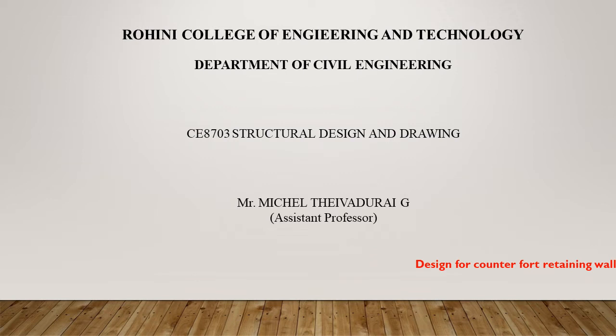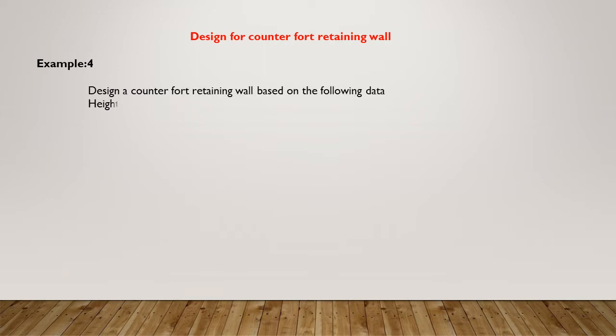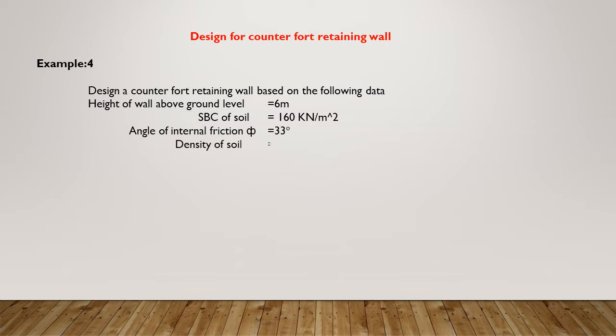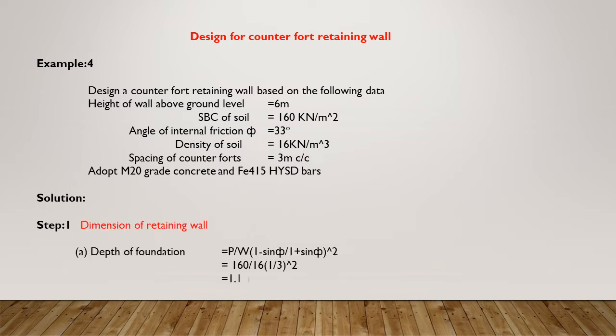So now we can see about the design for counterfort retaining wall. Example: design a counterfort retaining wall based on the following data. Given data: height of wall above the ground level is 6 meter. Then SBC of soil. SBC is nothing but safe bearing capacity of soil, 160 kilonewton per meter square.